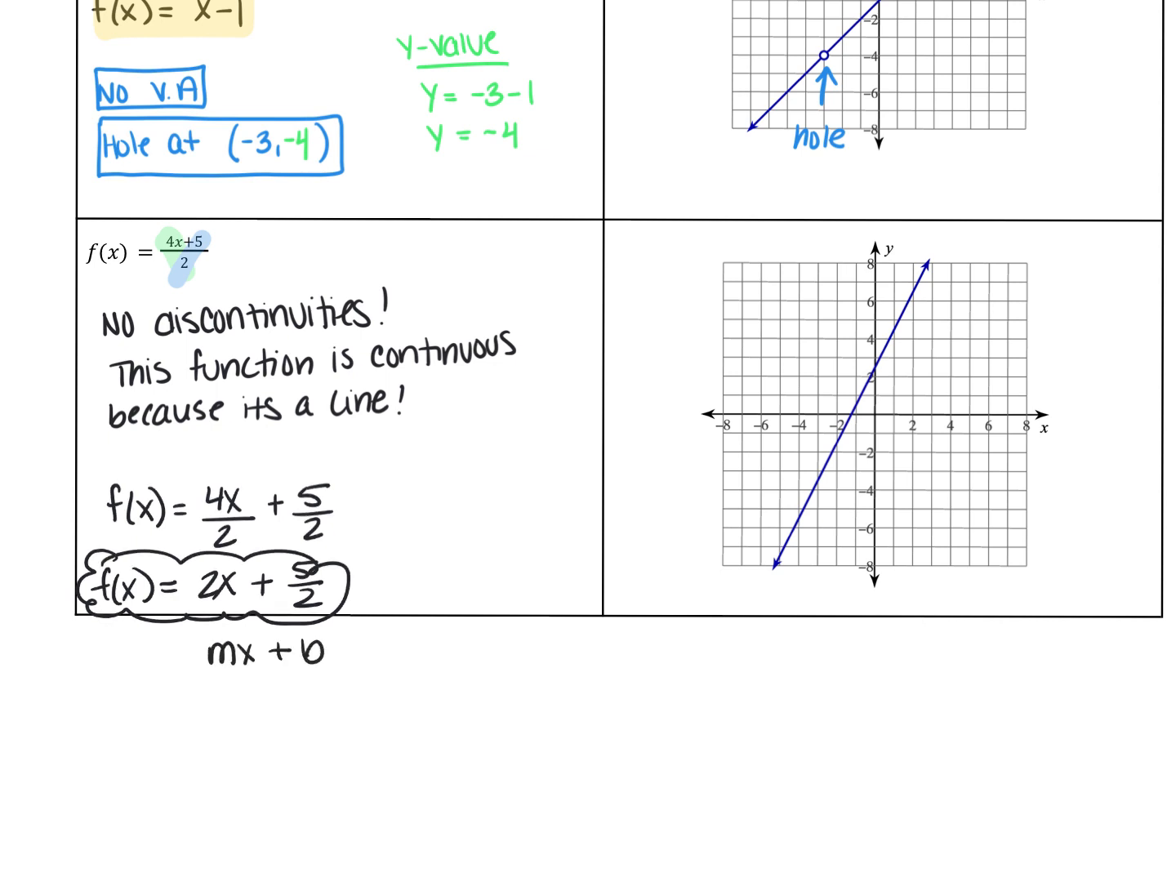So I just wanted to keep you on your toes on that one so that you understood that not every single fraction is going to be a rational function where you will have holes and vertical asymptotes.